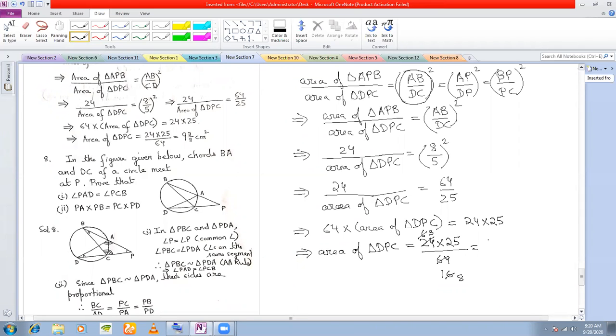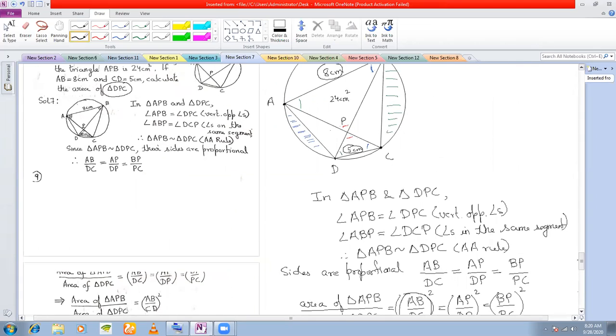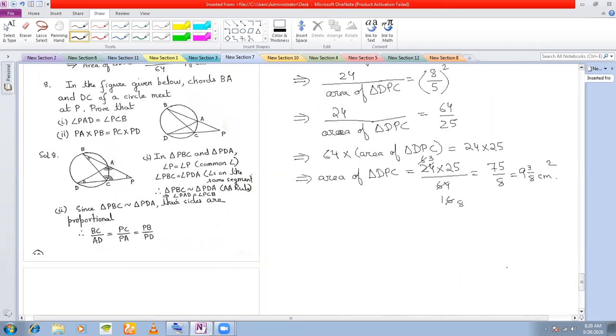So how much are you getting? 75 by 8, which is 9 point something, or 75 by 8 centimeters. This is the length of the other side that you are getting. And in fact, it is the area you are getting here, not the side. So centimeter square. So the area of the other triangle DPC is 75 by 8 centimeter square. Any questions related to this problem?